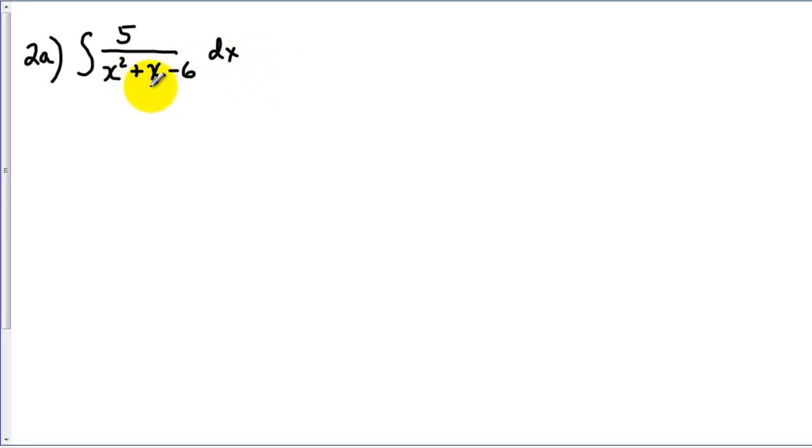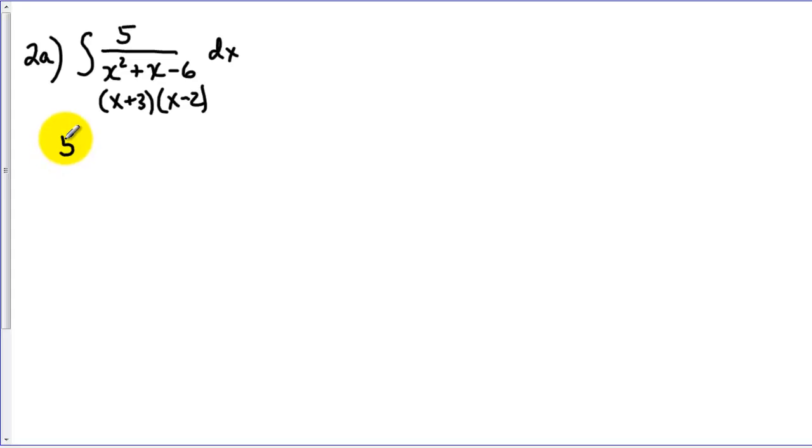So our first problem is shown here, and we need to first factor our denominator. Our denominator will factor into x plus 3 and x minus 2. And to facilitate this integration, our first step is going to be to do the partial fraction decomposition.